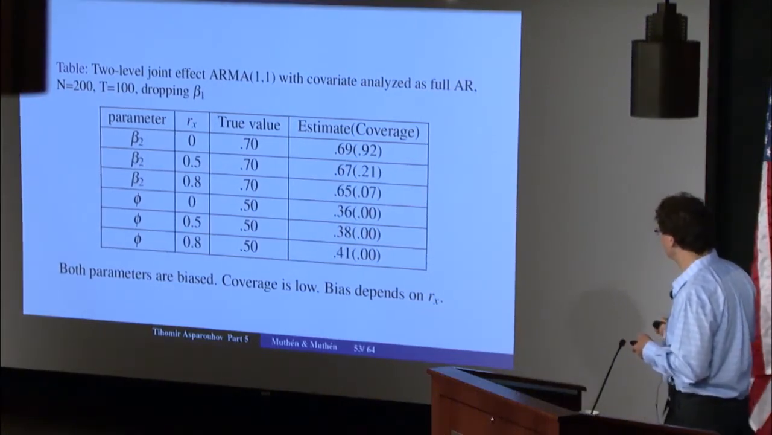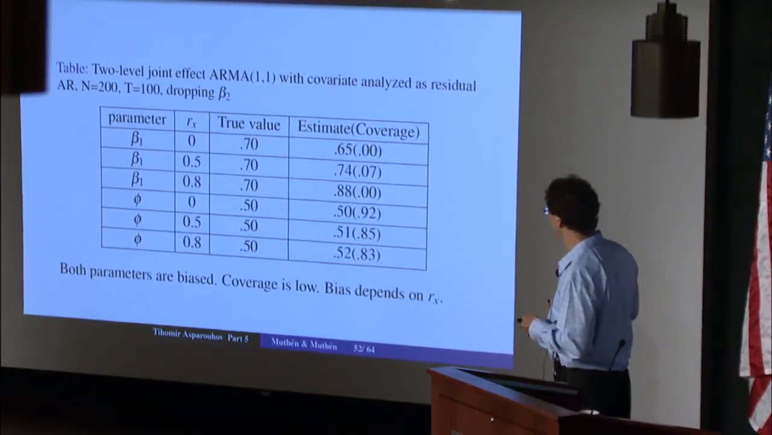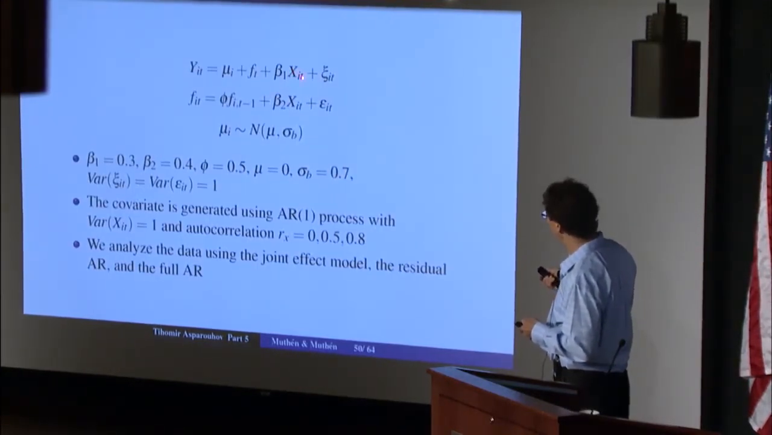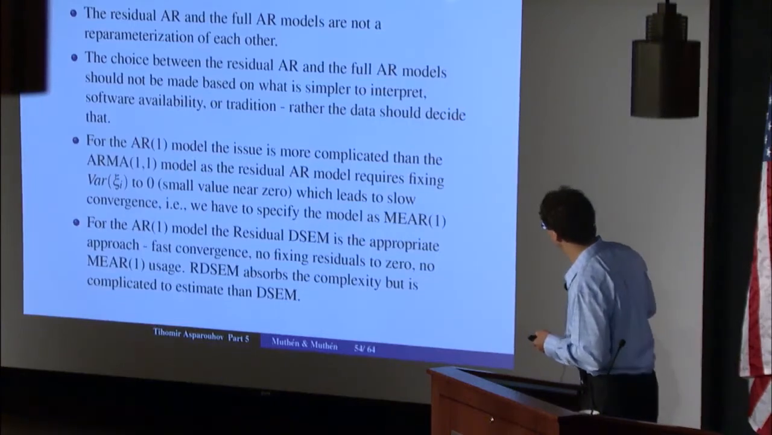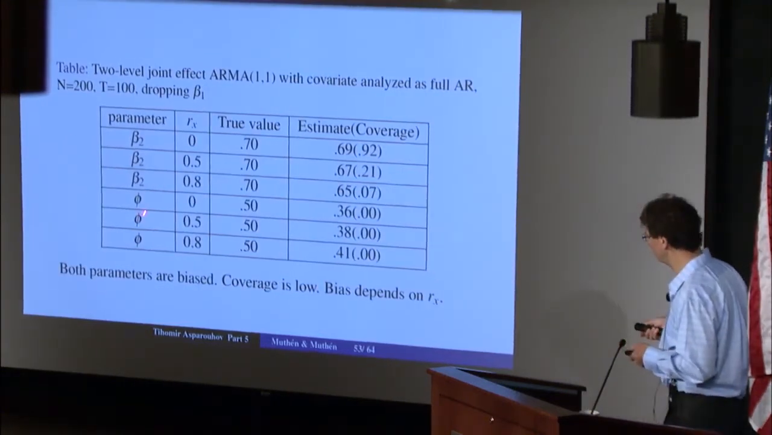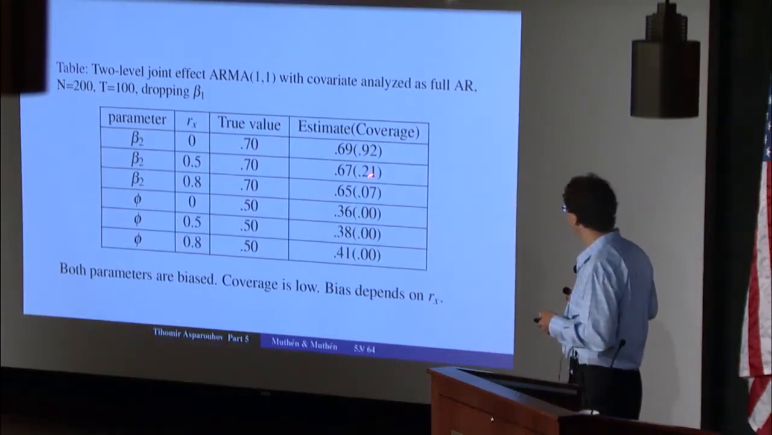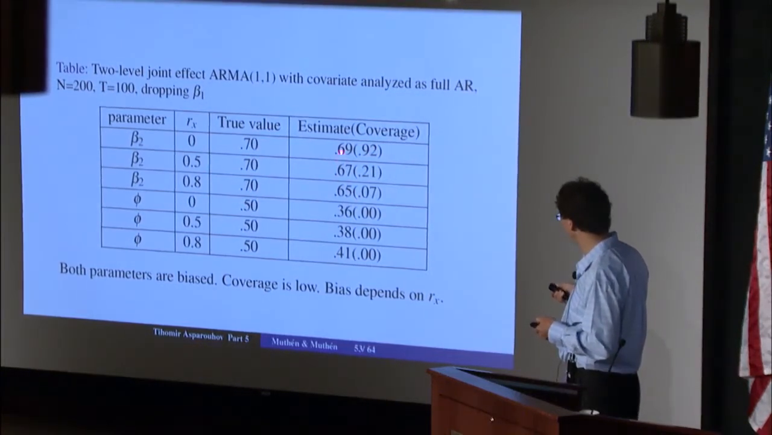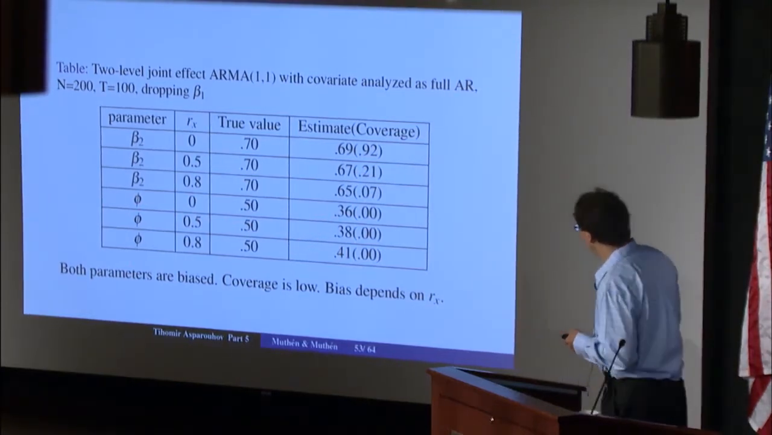And the same thing happens when you analyze the data with the full AR model, which is basically trying to put the covariate effect only in the autoregressive part, without this effect. And again, we have the same problem that there's no clear definition of what beta 2 would be. But if you assume that beta 2 should be just the sum of the two betas, you again clearly see that the parameter estimates are biased, and also the autoregressive coefficient is biased.